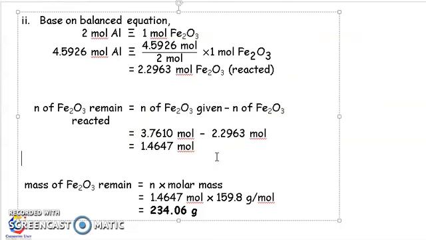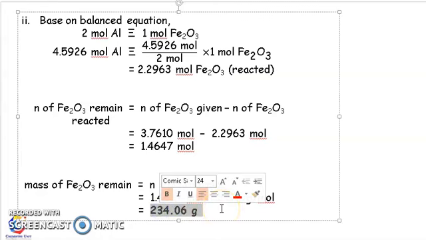1.467 mole. Since the question 1 asked for mass, we need to times the molar mass of iron oxide. So the mass of iron oxide remaining at the end of the reaction is 234.06 gram. So this is the final answer. Make sure that the final answer is in 2 decimal places. 234.06 gram.